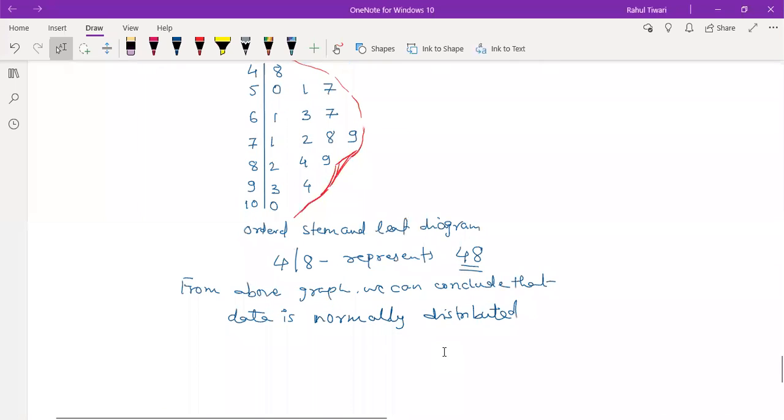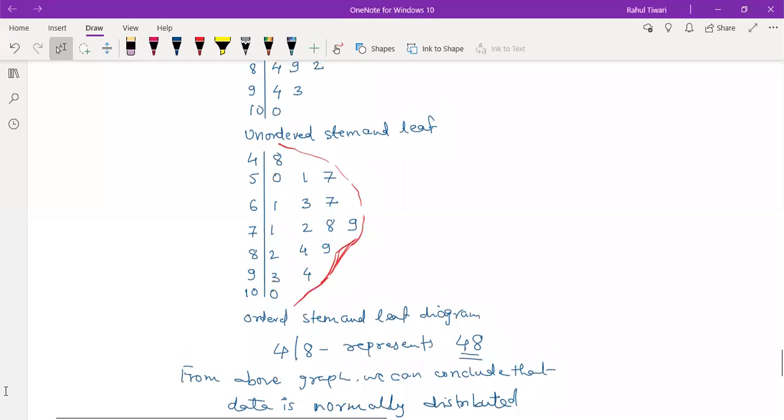And see, there are a lot of applications. There are more applications of stem and leaf diagram. I have just discussed the shape of the distribution, but you can also interpret what could be the largest value in the data. You can see 100 is your largest data. What could be the smallest data? 48. What could be the median? Are you getting my point? So the median lies here.